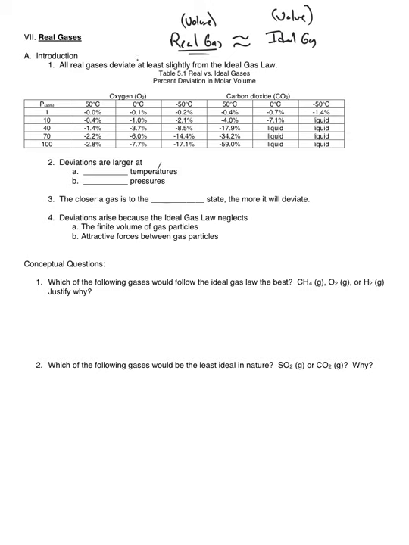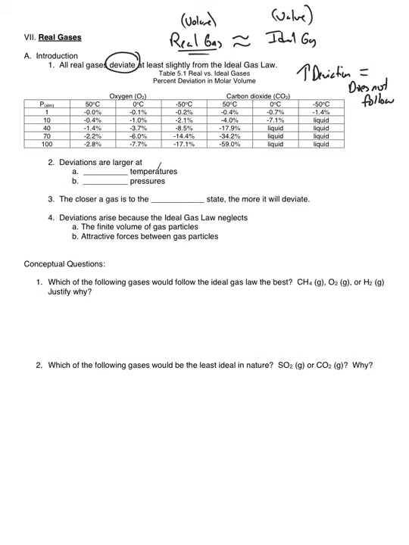This table is looking at deviations. When we have a higher deviation, that means that the real gas does not follow the ideal gas law well. So the value we get from the ideal gas law is not very comparable. The value in real life is not even close to what the ideal gas law gives us. So the bigger the deviation, that tells me that gas does not follow it as well.